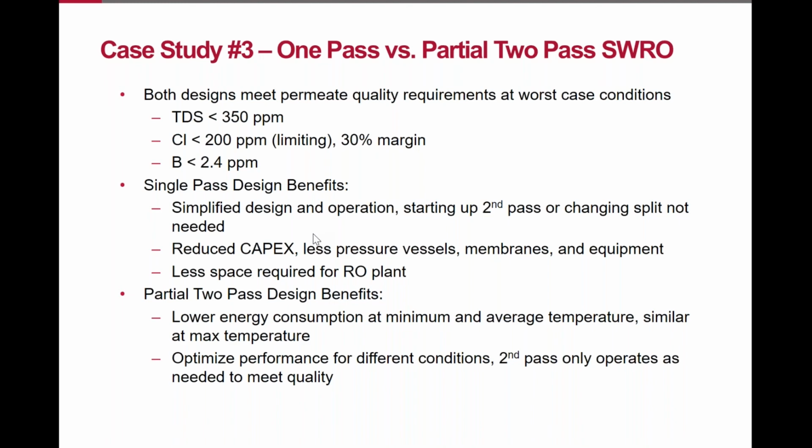On the other hand, the partial two-pass design does have some benefits as well. It does have lower energy consumption at most conditions, minimum to average temperature, for example. And then even at maximum temperature, it will be similar in terms of energy consumption. So overall, you will save money in terms of energy consumption when using this two-pass design. You do also get to optimize the performance for different conditions. You'll notice the second pass only operates as needed in order to meet the quality. However, for the single pass system, even though you're overachieving in quality at minimum and average temperature conditions, because it's based on a single pass design, that design would not have the flexibility to optimize the permeate quality.